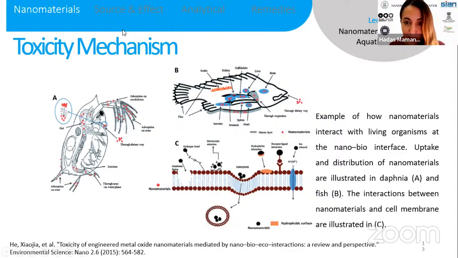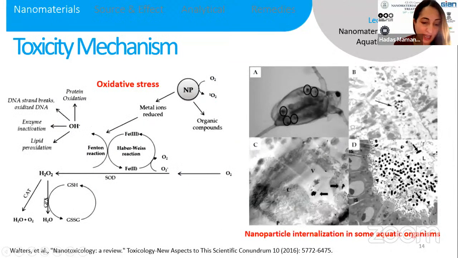These things are very important. We can also see that with B and C, B is the interaction between nanomaterials and cell membranes. So we can see different types of interactions. It can be through hydrogen bonding, electrostatic attraction, hydrophobic interaction, receptor-ligand interaction, and also these can result in ion release. So all these things can happen.